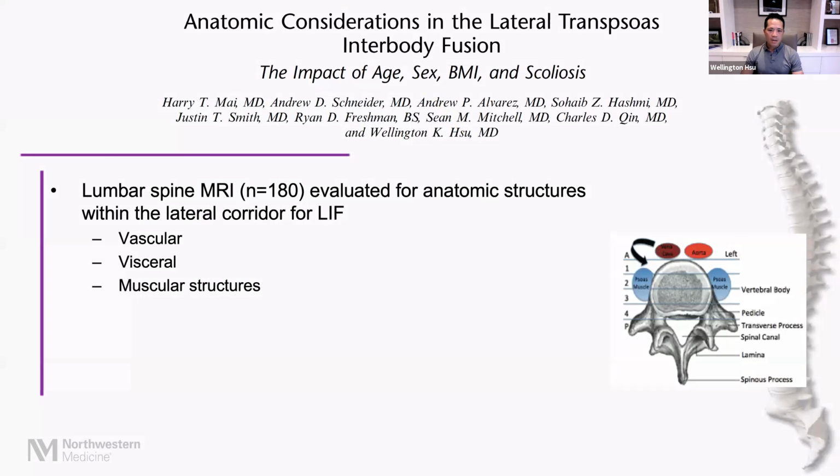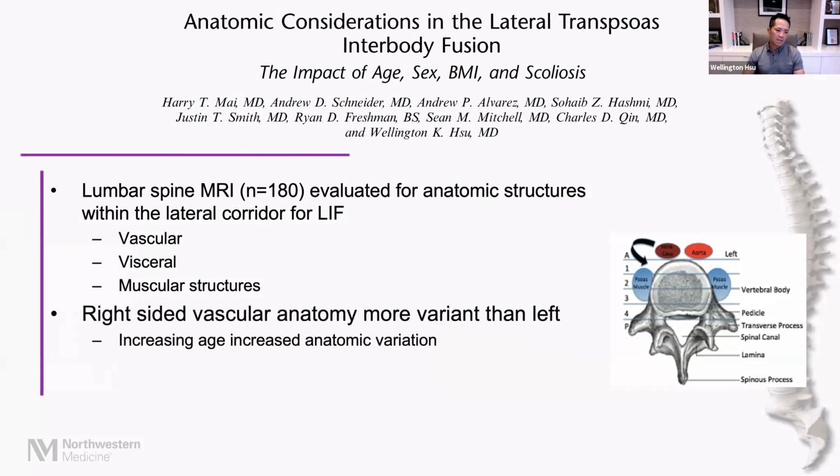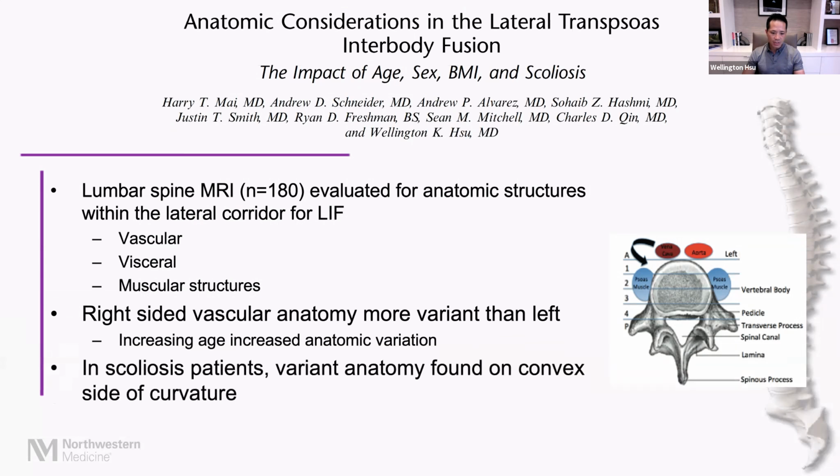Okay. We did this. So this is a study that I referred to. Gosh, this has got to be like 5 years ago now. But we looked at a lumbar spine MRI for anatomic structures within the corridor. And this was how we concluded that the right-sided vascular anatomy was more variant than on the left side. The older you were, the more likely you'd have anatomic variation. And if you have scoliosis, the variant anatomy is on the convex side. So better to go through the concavity of the curvature if you have a choice.